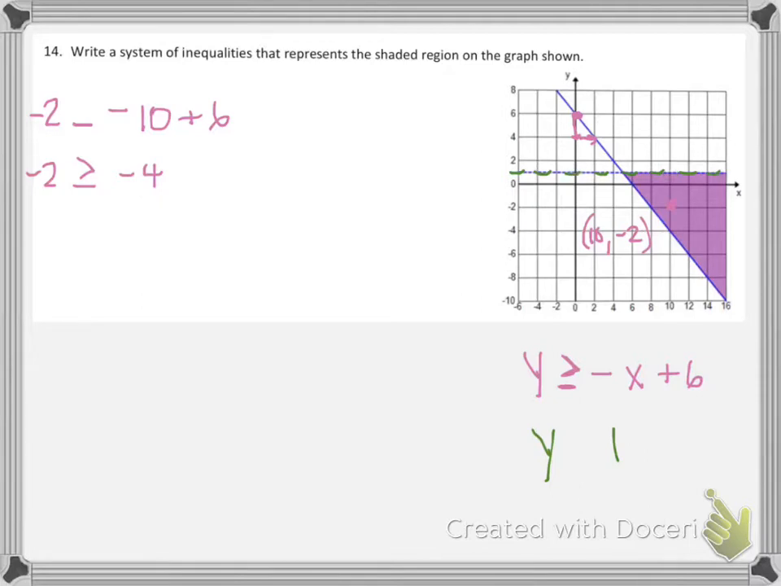Well, it's dashed. So I don't want the equal sign involved. So there's not going to be an equal sign. It's either going to be less than or greater than. I just have to choose the right one. And I just have to test it. So I could use the same point and test this. I could say, well, x is 10 and y is negative 2. That's in the shaded region.